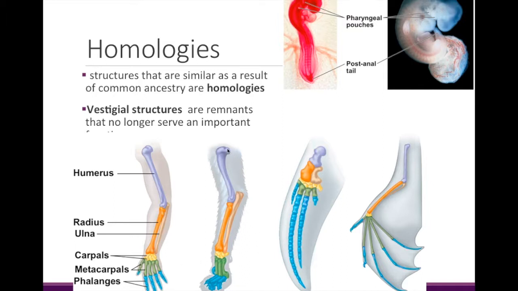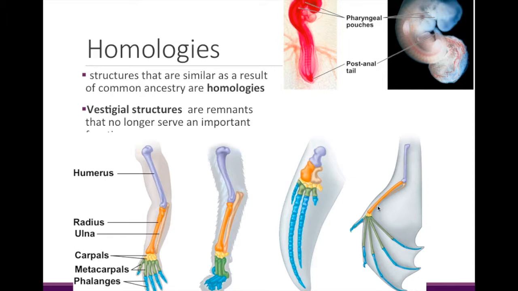The cat forearm actually has the same bones. They're shaped a little bit differently, and they function a little bit differently because cats walk differently than us. They use their forelimbs for locomotion. A whale also has all of these bones, but they are shaped to form a flipper for swimming.